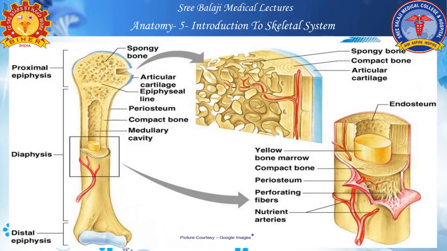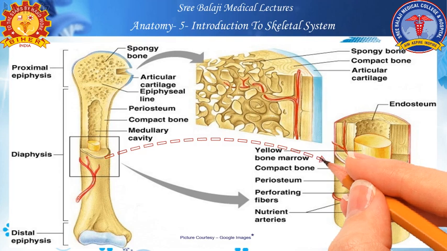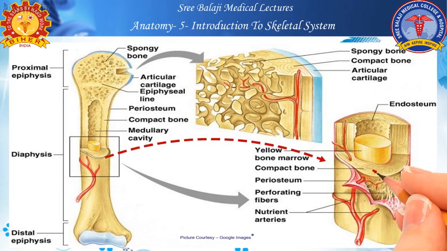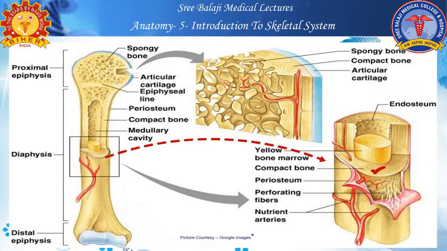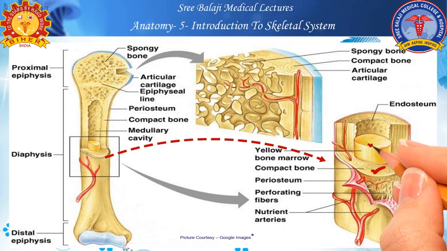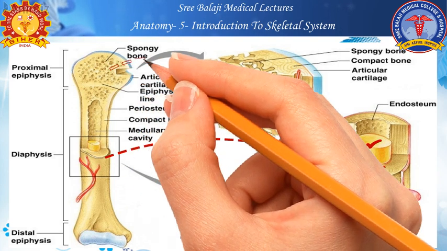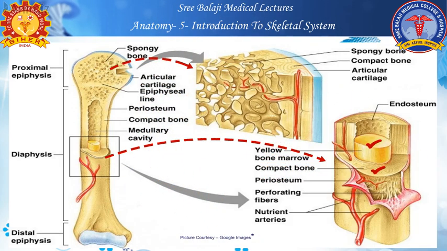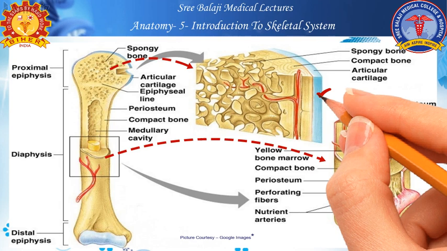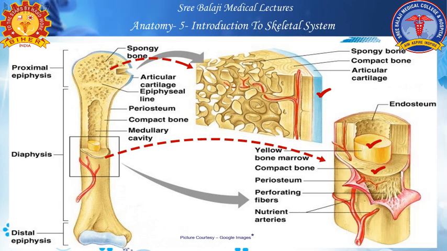So in this diagram, you can see that the shaft of the bone is made up of compact bone. And in the middle of the shaft, we have a marrow cavity which has either yellow or red bone marrow. Towards the ends, we can see the spongy bone, which is otherwise called the cancellous bone. And the end is covered by a cartilage where the bone articulates with the successive bone.